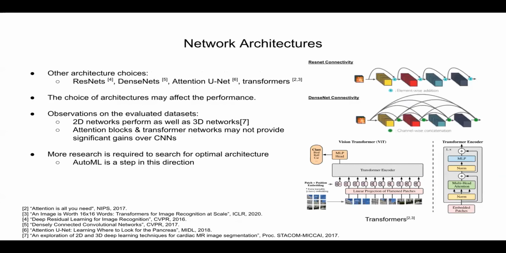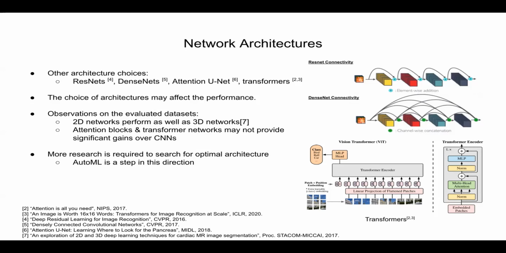But like I said, there are other architecture choices, like ResNets, DenseNets, attention-based UNets, and transformers recently. The choice of architecture can affect the final performance you get on a given data set. We have done reasonable evaluation on these different architectures, but of course, this is limited to only some data sets which we were able to evaluate.